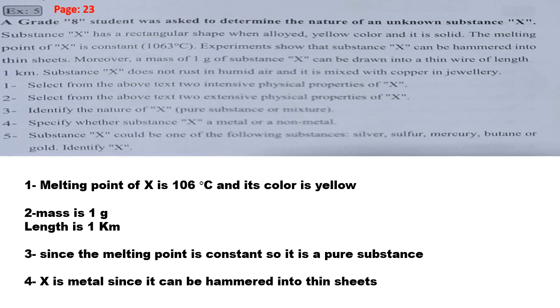Number 5, substance X could be one of the following substances: silver, sulfur, mercury, butane, or gold. Identify substance X. It can be alloyed. It's yellow in color and it is solid. Since substance X is yellow in color, so it could be gold.